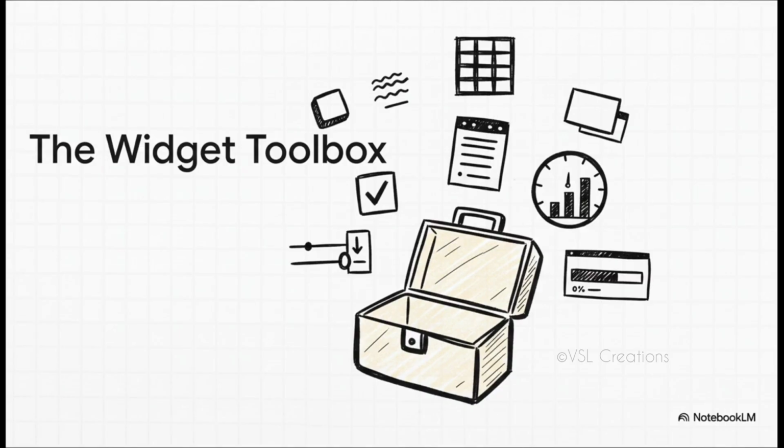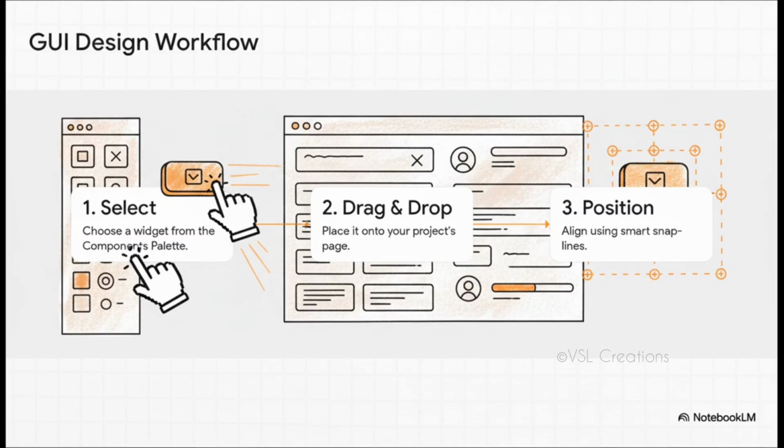And putting it all together is just ridiculously simple. It's a three-step dance. You select a widget from the palette, you drag it onto your page, and then you just position it. There are these smart snap lines that pop up and guide you so you get everything lined up perfectly. No more fiddling around for ages trying to get that pixel-perfect alignment.